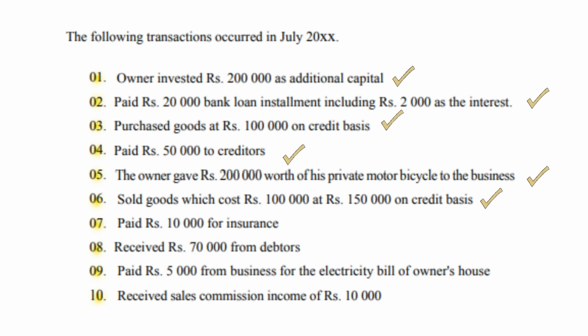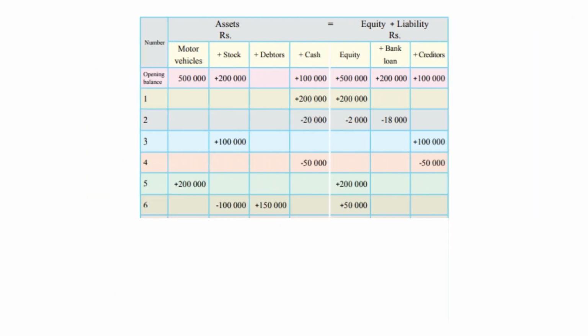Then, sold goods which cost rupees 100,000 at rupees 150,000 on credit basis. So here stocks worth rupees 100,000 are sold for rupees 150,000. Here a profit of 50,000 is earned. So deduct 100,000 from stocks, and add 150,000 under debtors because it's sold on credit, and add 50,000 of profit income from sale of goods under equity. So you can check whether both sides are equal.